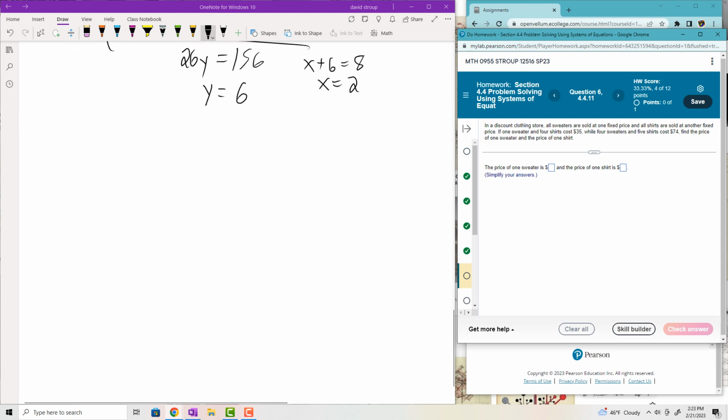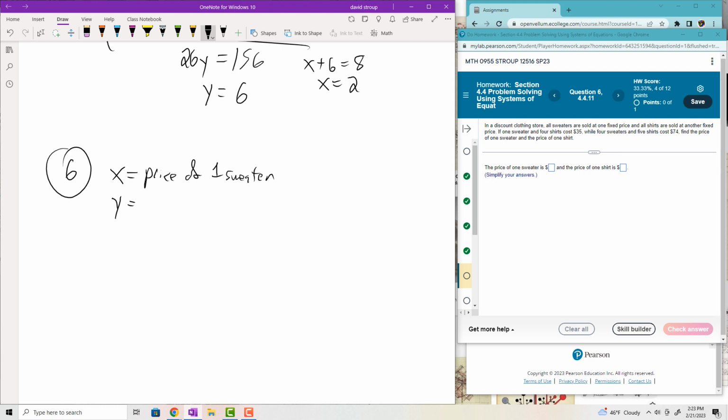Great. Discount clothing store. All sweaters are sold at one fixed price, and the shirts are sold at another fixed price. If one sweater and 4 shirts cost $35, and then 4 sweaters and 5 shirts cost $74, find the price of one sweater and the price of one shirt. So automatically you say X is going to be the price of one sweater. So you just go to that last sentence usually, and that'll tell you what to make your variables. And then Y will be the price of one shirt.